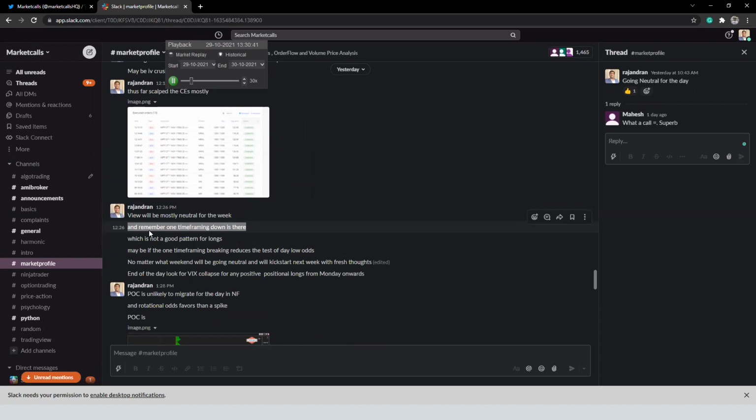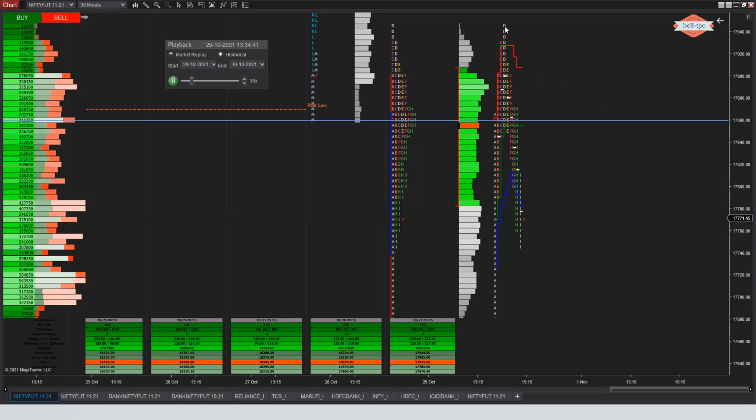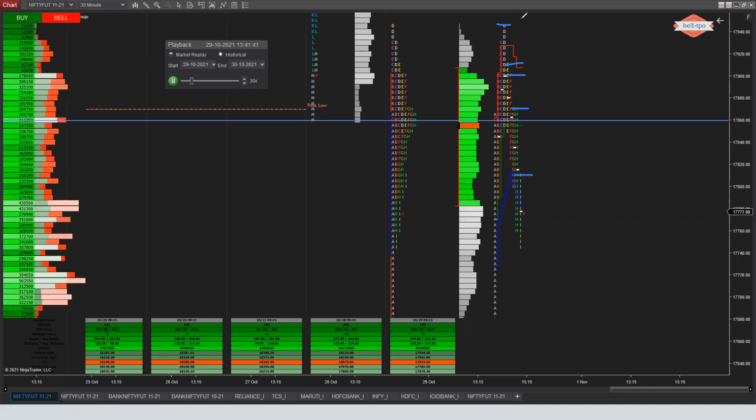Remember, one time framing is down there, which is not a good pattern for longs. This is around 1226, and that pattern kept on going. One time framing is something like price keeps on making continuously lower highs. So notice the D period high is here and the E period high is also here. It's coming down. F is also coming down, G and H are exactly the same, and I is also coming down. The price action is repeatedly coming down over here.